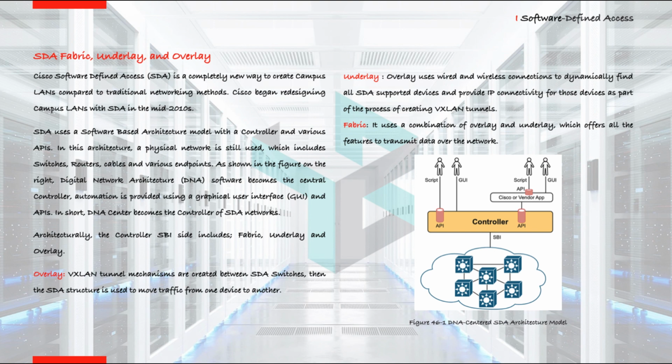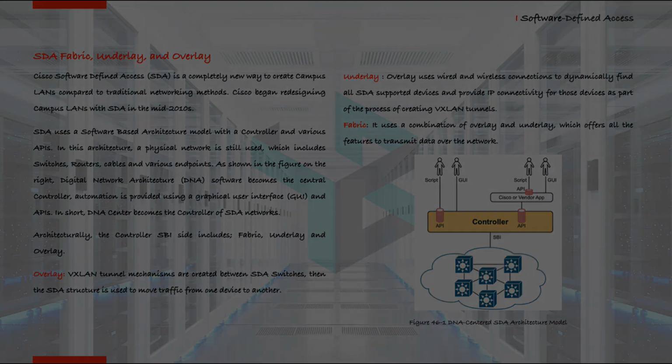Overlay creates VXLAN tunneling mechanisms between SDA switches and then uses the SDA structure to move traffic from one device to another. As part of the process of creating Overlay VXLAN types, Underlay uses wired and wireless connections to dynamically discover all SDA-enabled devices and provide IP connectivity for the devices. Fabric, on the other hand, uses a combination of Overlay and Underlay, which offers all the features in one place to transmit data over the network. The figure here illustrates the SDA architectural model of the DNA Center.